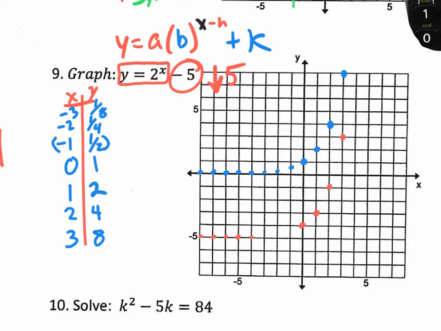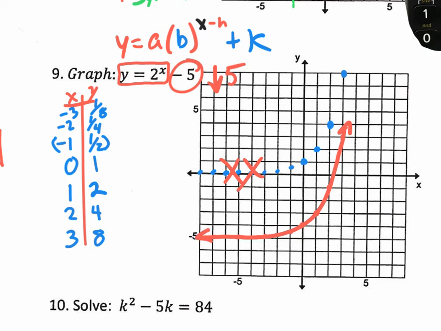So if you shift every one of those 5 units down, you get to all those red dots. And then go the other halfway, the 1/4, the 1/8, and so on and so on. So our final graph is this red one, not the blue one. Now, this took a very long time.